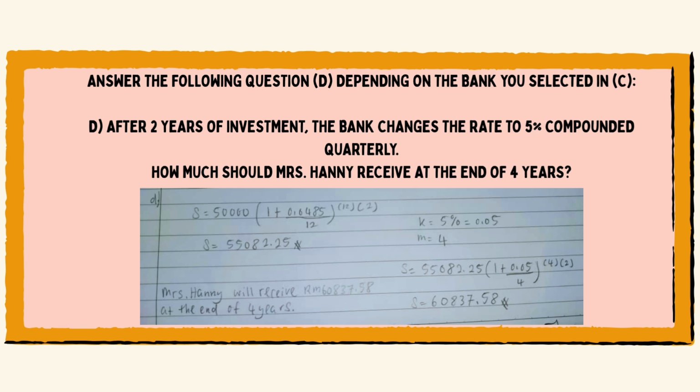After 2 years, the bank changed the interest rate to 5% compounded quarterly. The new principal amount became 55,082 ringgit and 25 cents. The interest rate is 5%, the compounding frequency is 4 times per year, and the remaining investment period is 2 years. Using the compound interest formula again, the final amount received at the end of 4 years is 60,837 ringgit and 58 cents.